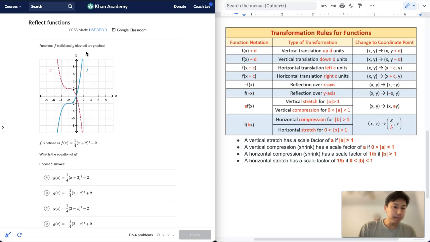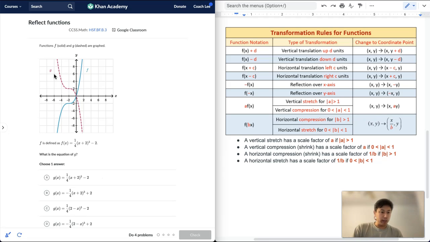All right, so let's see what we have here. Functions f, solid, and g, dashed, are graphed. So they should be reflections of one another. They give us the equation of f of x. So it's this whole guy here. And they're asking, what's the equation of g? And we have four options.